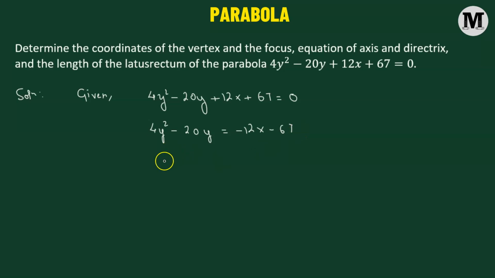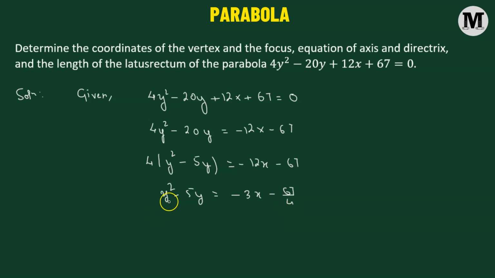Now let's take 4 as the common factor. So we have 4(y² − 5y) = −12x − 67. We're going to divide both sides by 4 to give us y² − 5y = −12x/4 − 67/4, so negative 12x divided by 4 will be −3x, and we have −67/4.